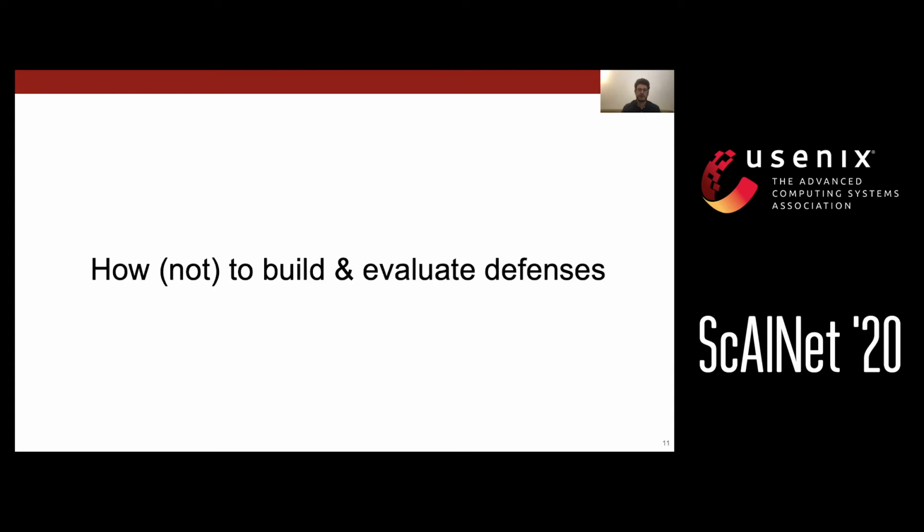So for the rest of this talk, I'll go over some high-level lessons and observations we've made from evaluating these defenses. And these will be formulated mostly as things one shouldn't do when building or evaluating a defense. And if you're interested in the more nitty-gritty details of our attacks, please take a look at the individual case studies in our paper.